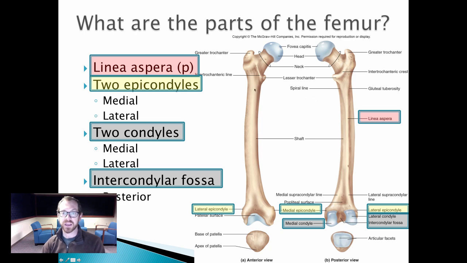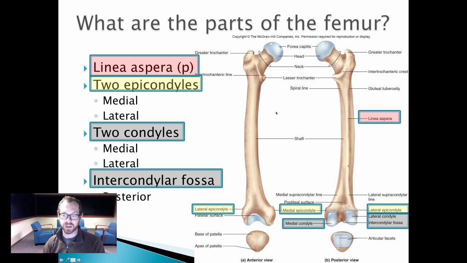So now we have all the components we need. We have proximal, distal, anterior, posterior. We have lateral and medial. And so this is a right femur.